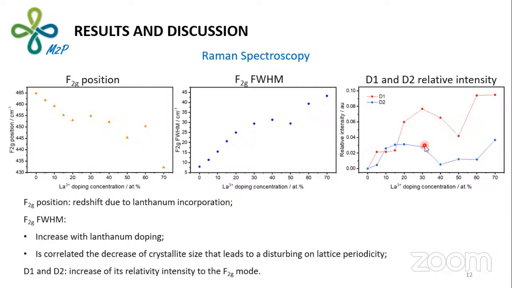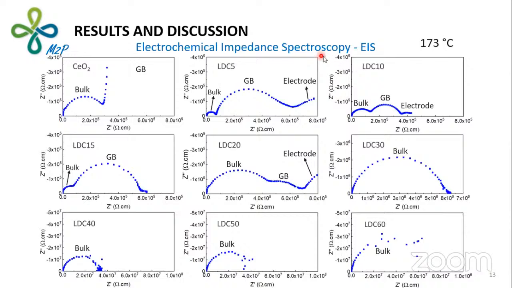Finally, we performed the electrochemical impedance spectroscopy experiments. And we can see the several components: the bulk, grain boundary, and the electrode. We can see that the bulk contribution is smaller for the smaller concentrations, and it increases for higher concentrations. And at 30%, the bulk contribution dominates the overall conducting process.